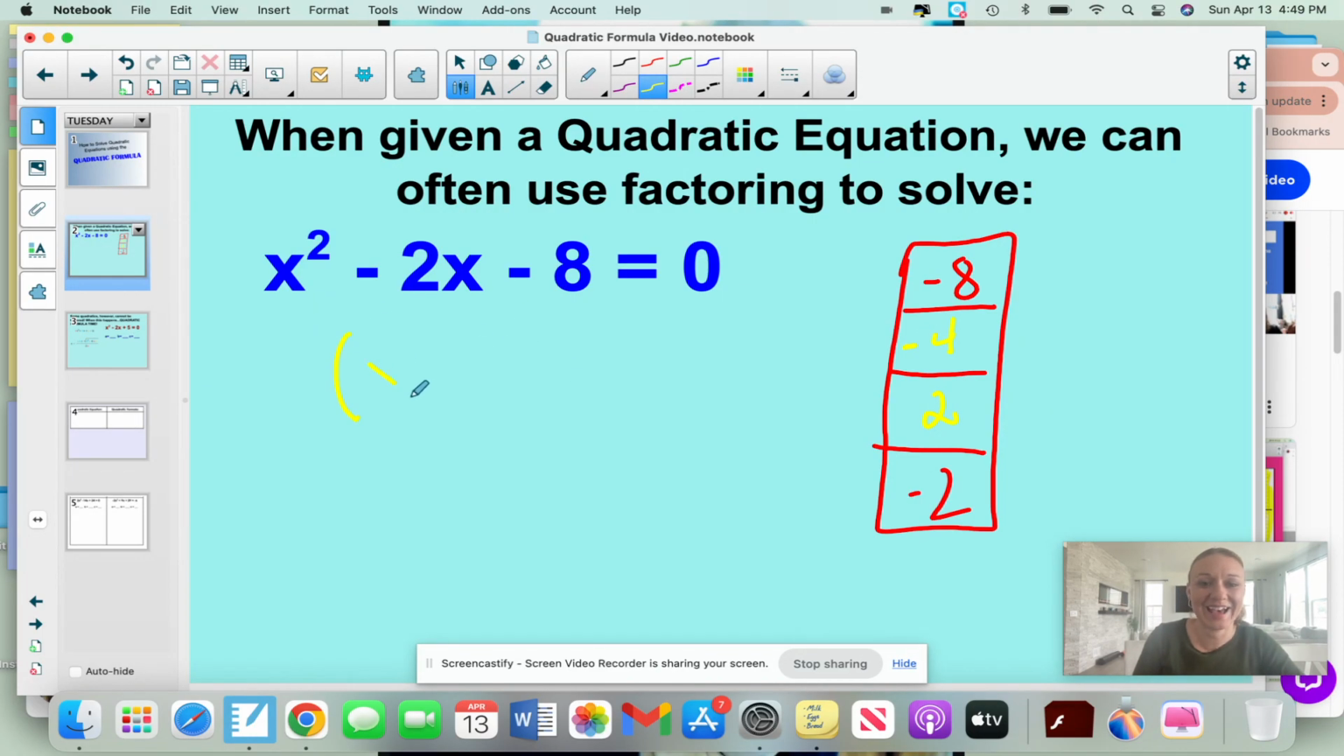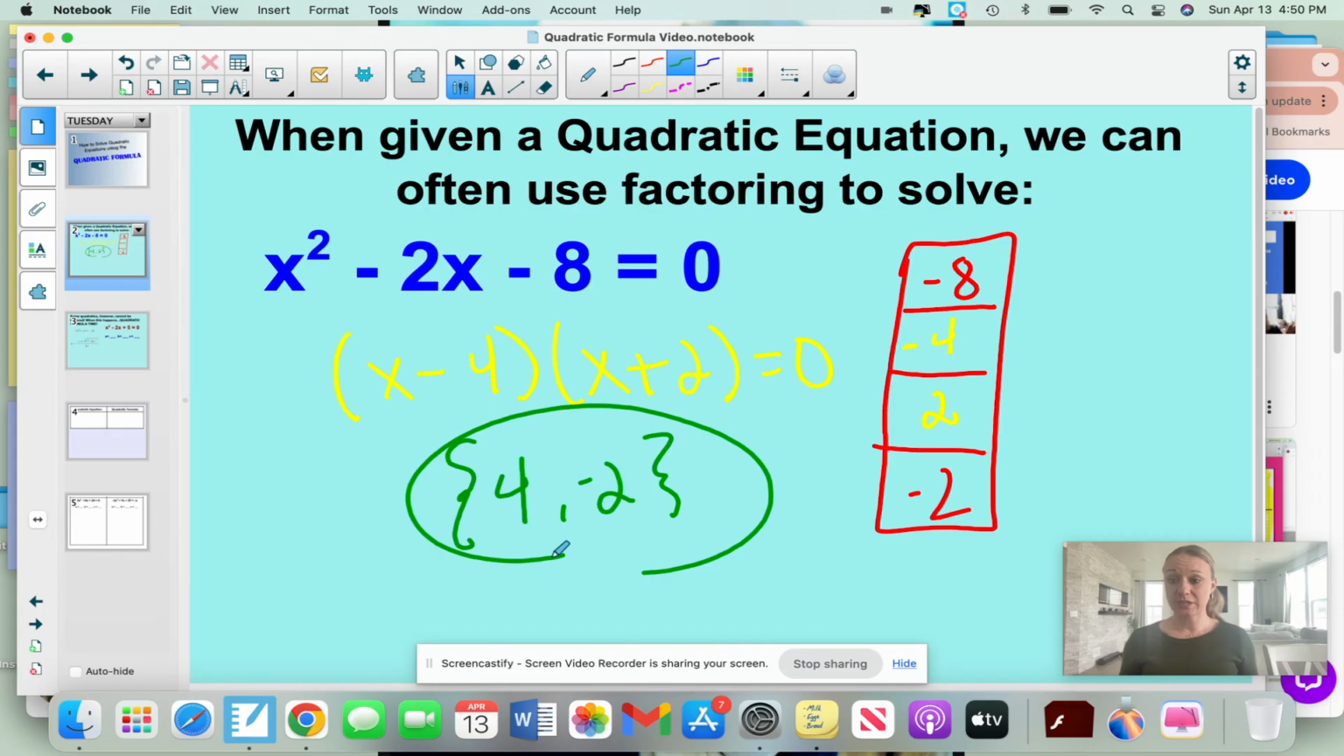So then when I write the two binomials, it's going to look like this, set them equal to 0. And I know at least a lot of my kids are ready. They don't need to solve those one-step equations. They can do it in their head. So your two solutions are going to be 4 and -2. So that equation is factorable, so you can solve it by factoring. You do not need the quadratic formula.